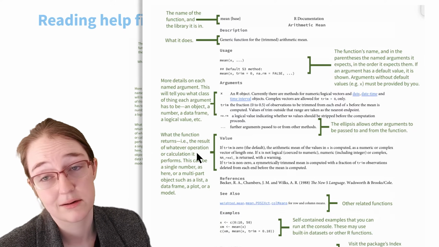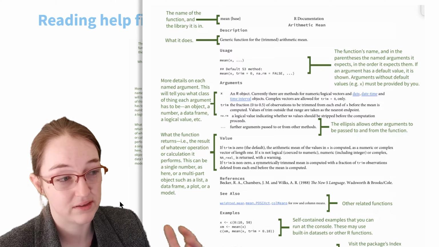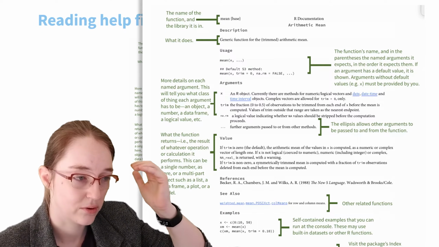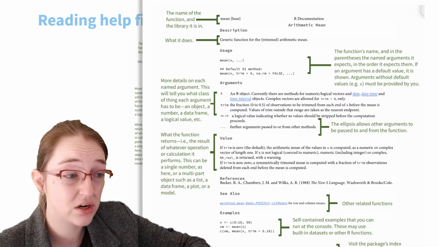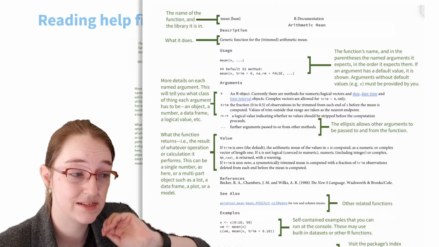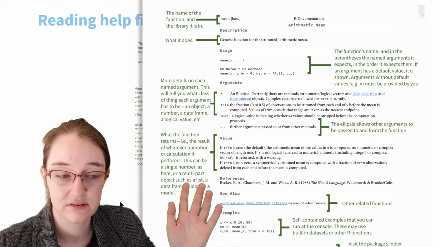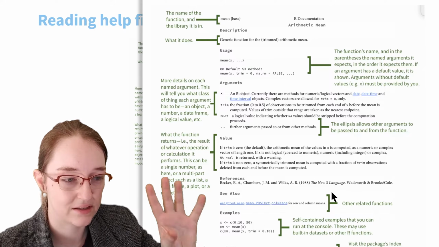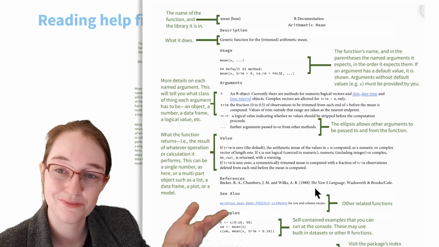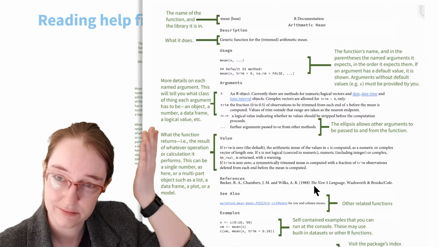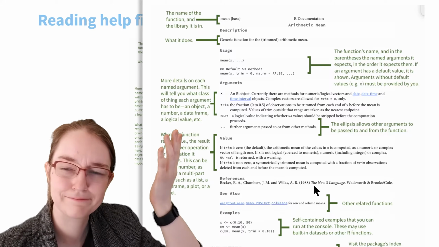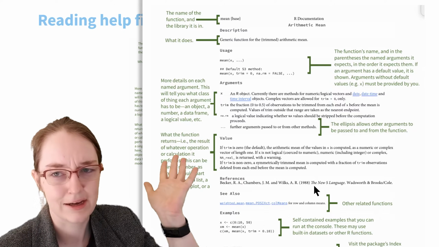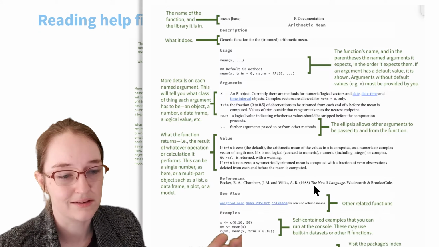And here, in this little piece, it says value, and that's what the function returns, so the result of whatever operations the function does or calculates. This can be a single number or a multi-part object, such as a list or a data frame, a plot or a model, tons of stuff. Then it gives you some references, like here we've got Becker, etc., on the new S language, which is R's ancestor. So it'll cite some stuff.